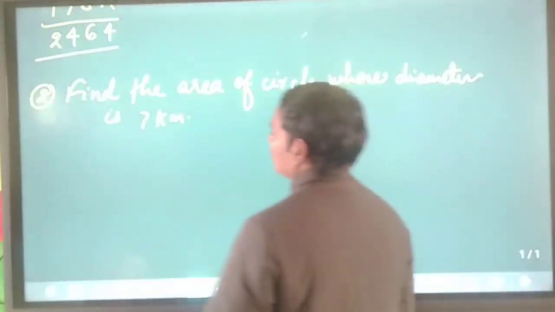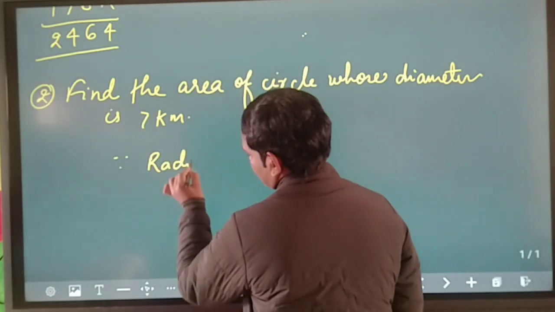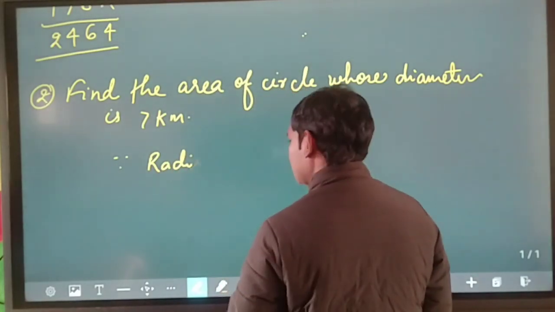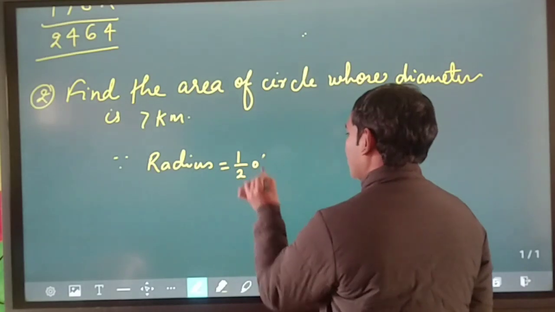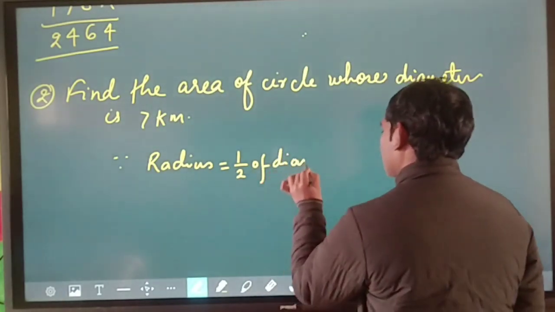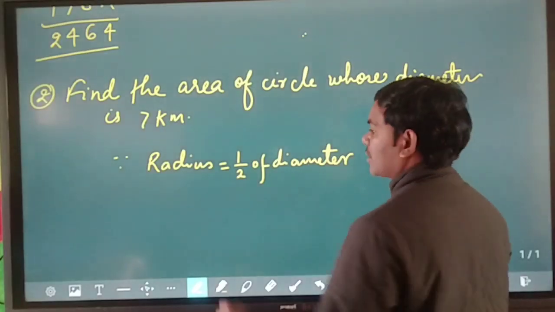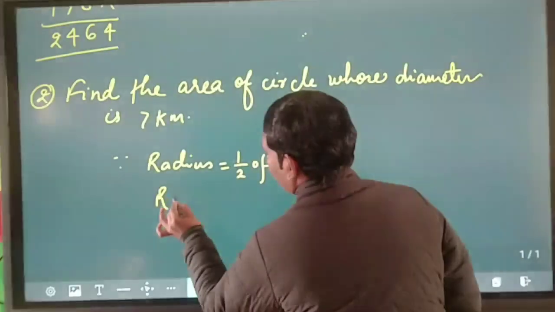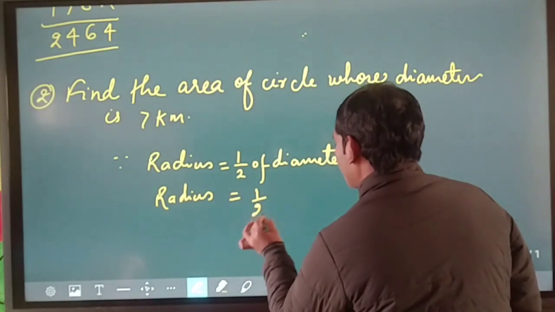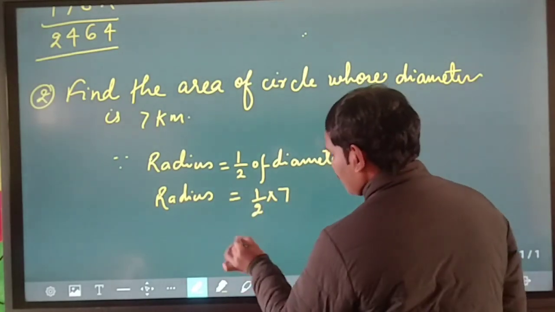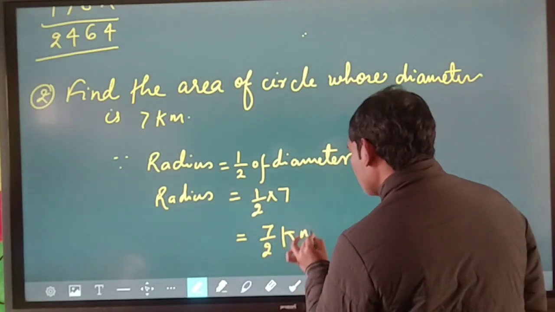As I told you, the radius is half of its diameter. Therefore, we have radius equal to 1 by 2 into 7, which is equal to 7 by 2 kilometer.